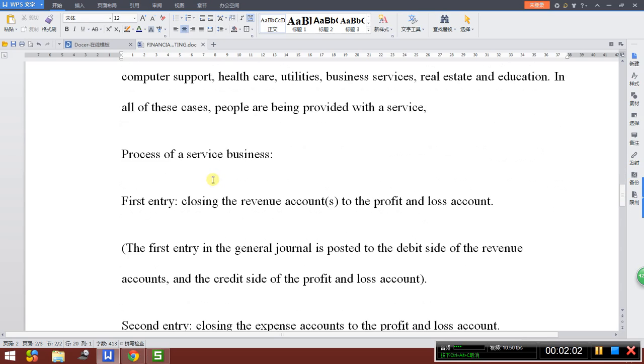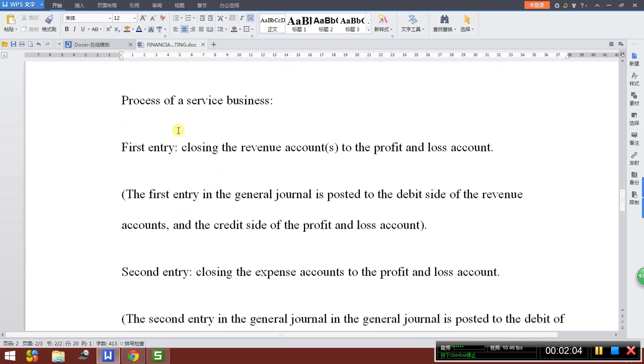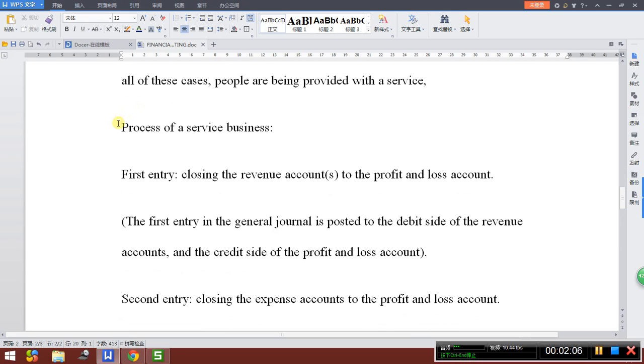So secondly, the process of a service business in financial accounting. This process is divided into 3 entries. First entry, closing the revenue accounts to the profit and loss account. The first entry in the journal is posted to the debit side of a revenue account and the credit side of the profit and loss account.